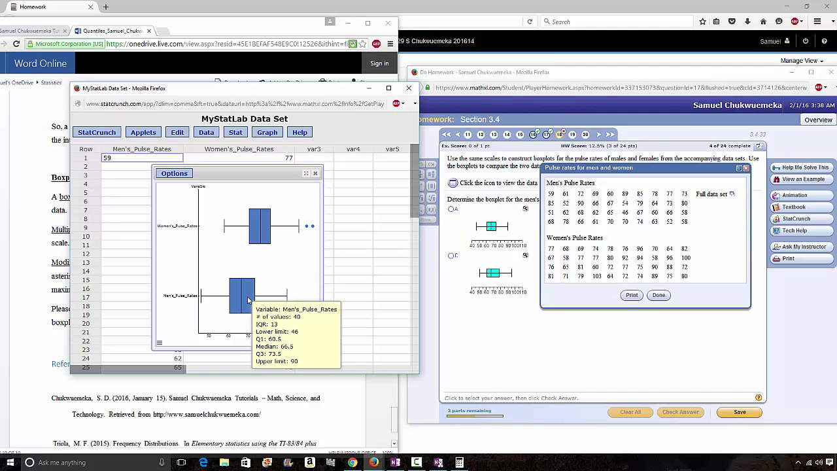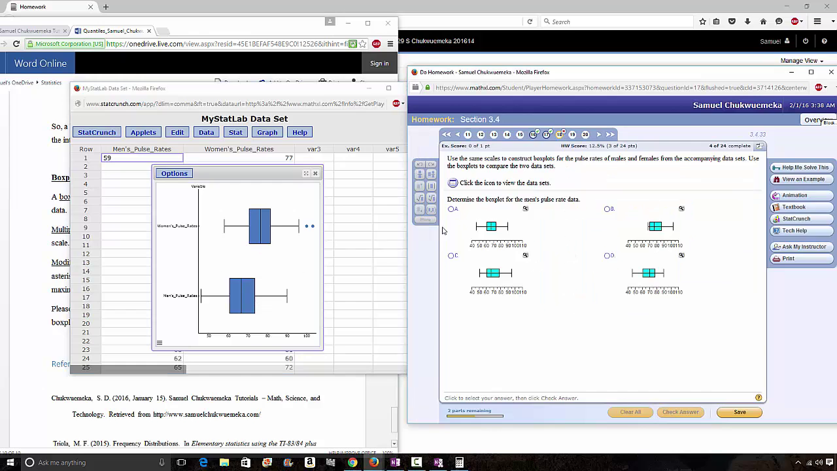Here, you don't have any outlier. But here, you have 2 outliers. So this is a modified box plot. And these are multiple box plots because we use the same scale to construct them. So what you have to do now is to compare. We're going to look at this for the men.